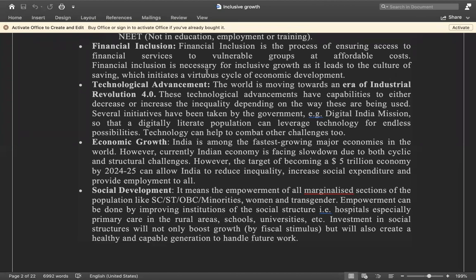Next, one more important thing is labor productivity. Productivity means the relation between the input and output. The capacity of an individual laborer to make an output is called productivity, isn't it? So some races are more productive, some races are less productive. So we need to increase the labor productivity with the help of financial inclusion.